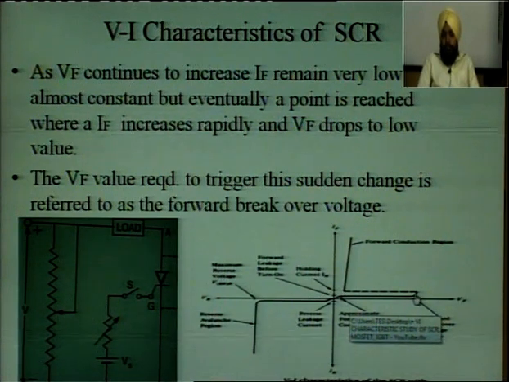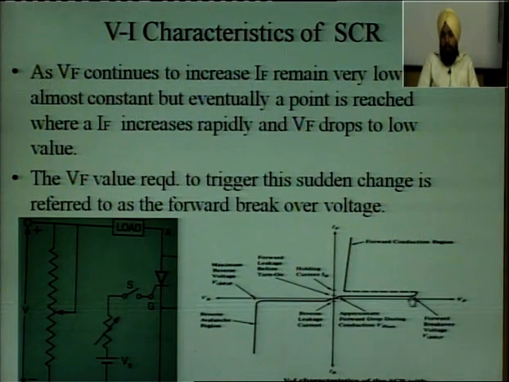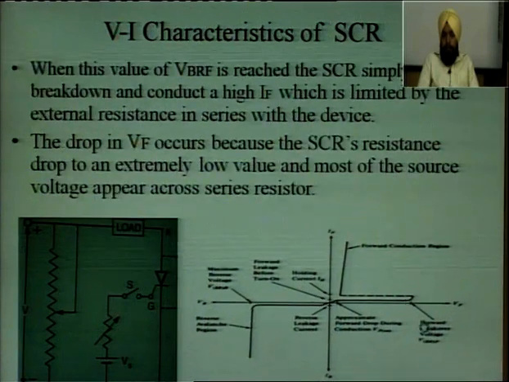the junction J2 will break. If we increase the forward voltage, that is the voltage across anode and cathode, then a point will come where the junction J2, which was reverse bias, will break, and the current will start flowing from anode to cathode through junction J1, J2 and J3, because J2 is now in breakdown. So, the point where this breakdown occurs is called the forward breakover voltage.